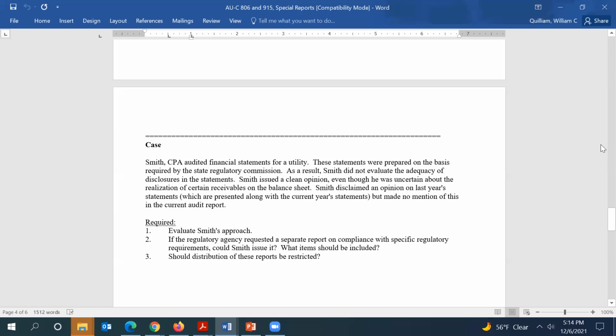Now, second, if the Regulatory Commission requests a separate report on compliance with specific regulatory requirements, could Smith issue it? What items should be included? Well, as long as Smith does not issue a disclaimer or an adverse opinion on the full-blown financials, then Smith can issue this separate report. So it's that supplemental report about compliance we saw. Smith can issue it as long as he does not issue a disclaimer or adverse opinion on the full-blown financials.